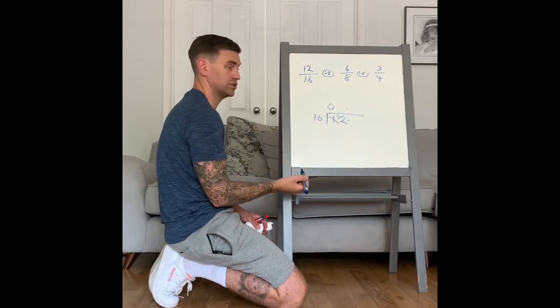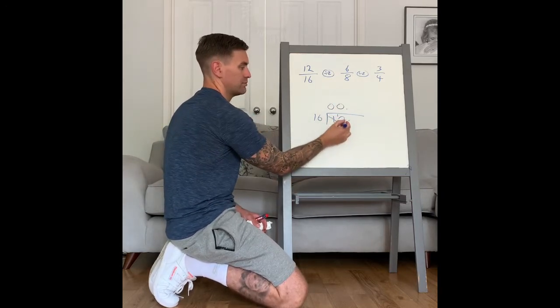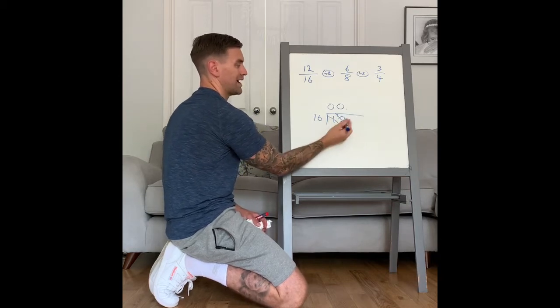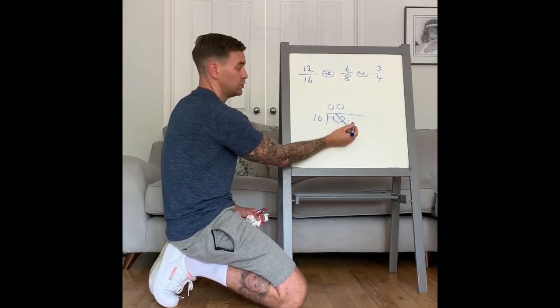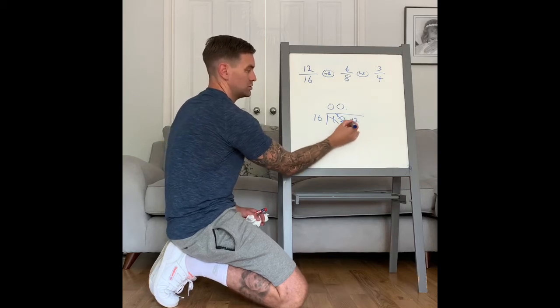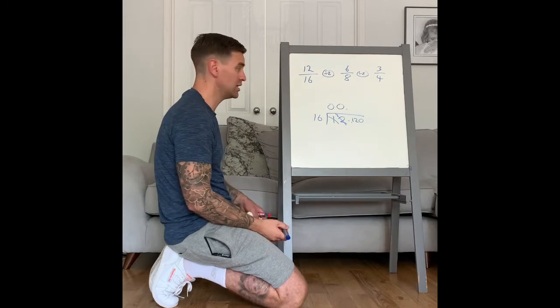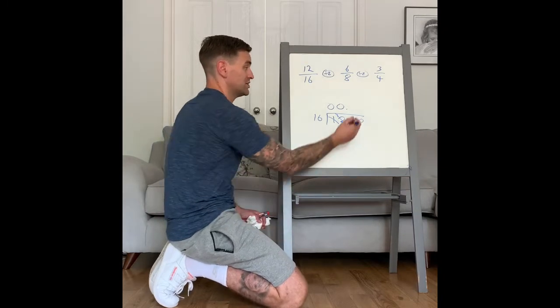16 into 12 doesn't go, 0. So I've got to carry my 12 over. But whenever you carry beyond the decimal point, what do you need to do? You need to add a 0. So you're at 12, add a 0, becomes 120. 16's into 120, what's that going to be? It's going to be 7, isn't it?